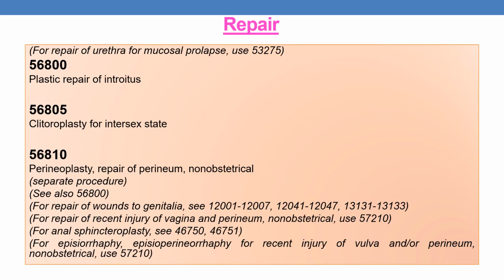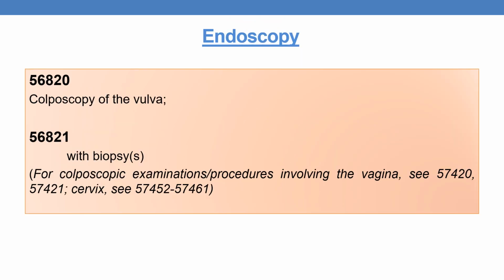Coming to repair CPTs, the first one is 56800, plastic repair of introitus. The next is 56805, clitoroplasty for intersex state. The next is 56810, perineoplasty, repair of perineum, non-obstetrical. Now coming to endoscopy CPTs, the first one is 56820, colposcopy of vulva. For colposcopy of vulva, the CPT is 56820. For colposcopy of vulva with biopsy, the CPT is 56821.